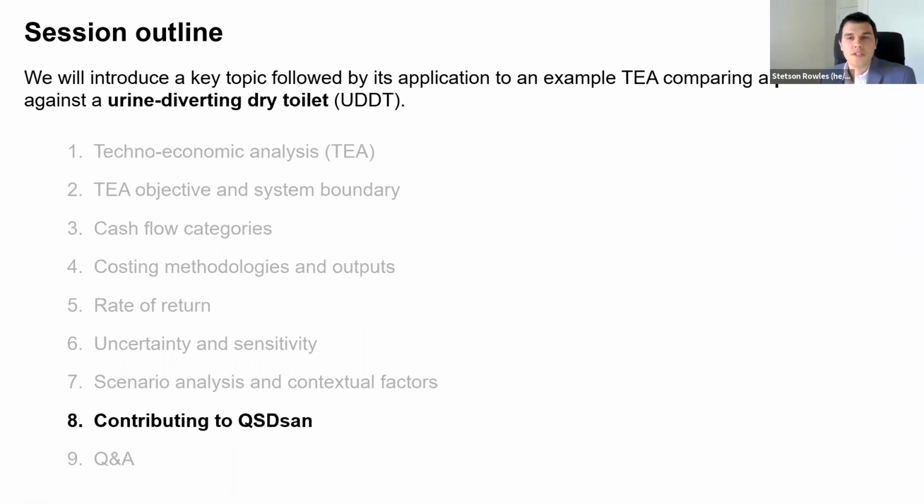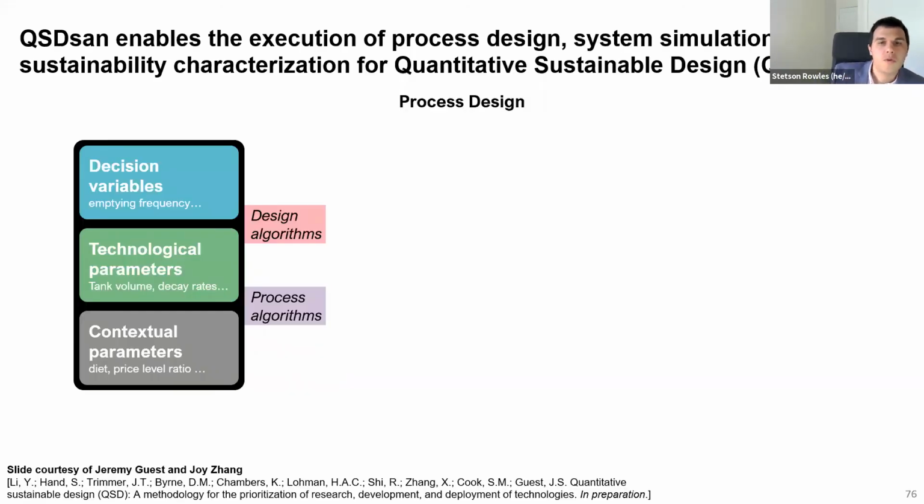So in the last part of this talk, we'd like to tell you briefly about a process called quantitative sustainable design and a Python package that we've developed to help use this process for sanitation and resource recovery technologies. Next, please. So quantitative sustainable design is a design process that adapts to locality and project-specific characteristics to help overcome fragmentation and really to support better informed decisions.